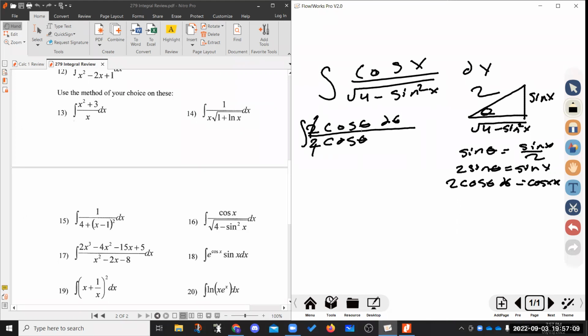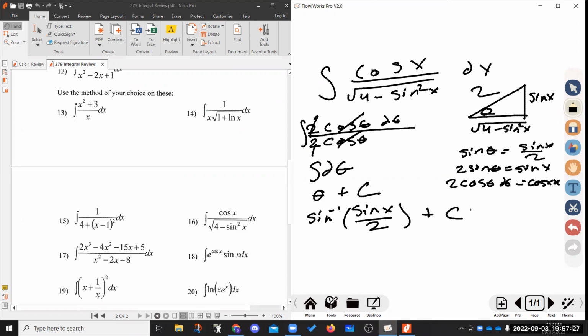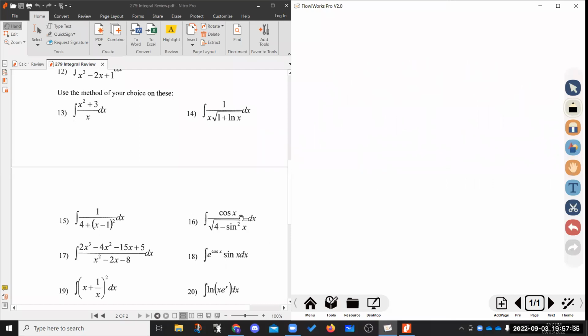So the 2's will cancel, cosine of theta will cancel. We have d theta. It's going to be theta plus c. Theta is defined in terms of sine, so this is going to be arc sine of sine x over 2 plus c. If you just had the arcsine formula memorized, you'd be able to do that a little easier as well.